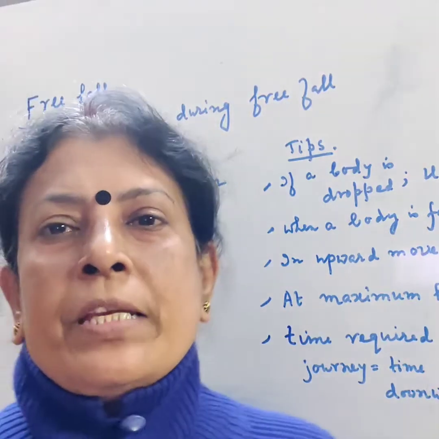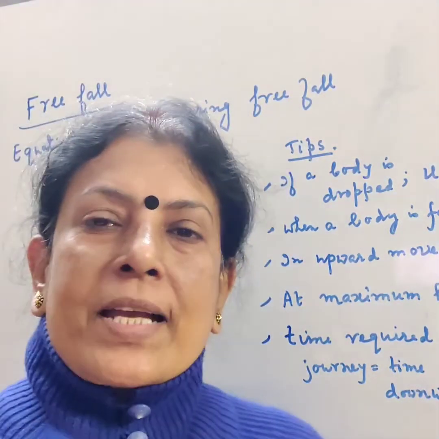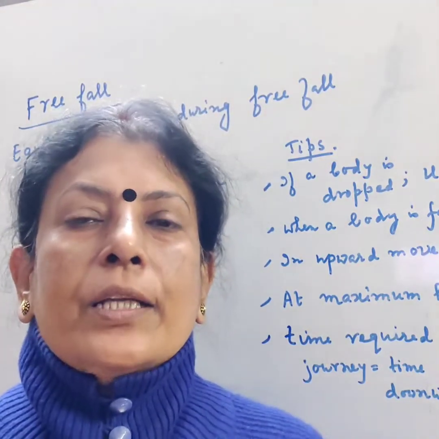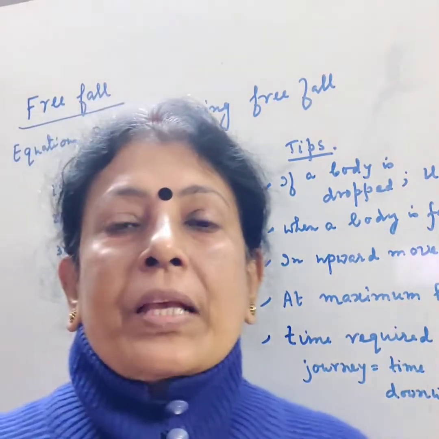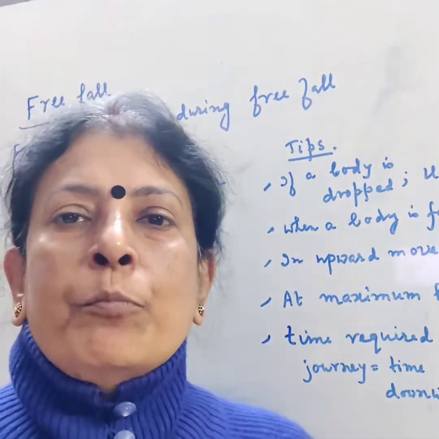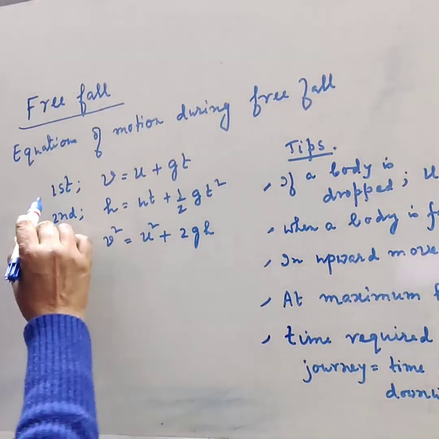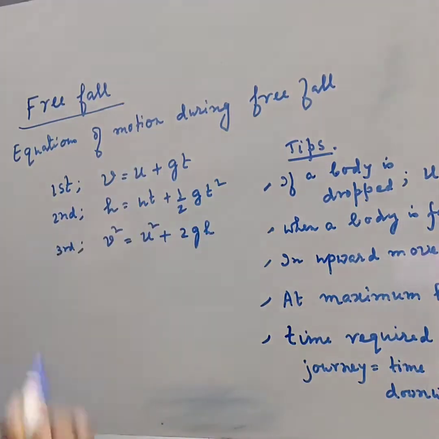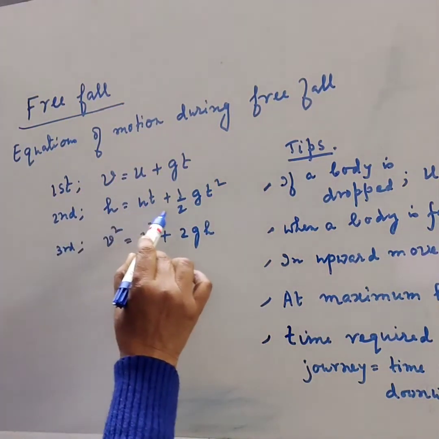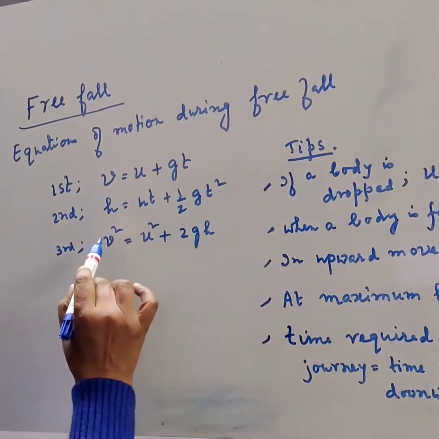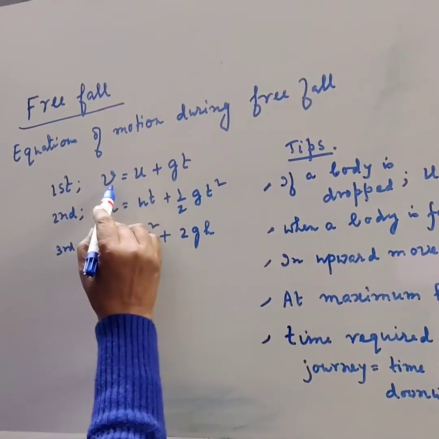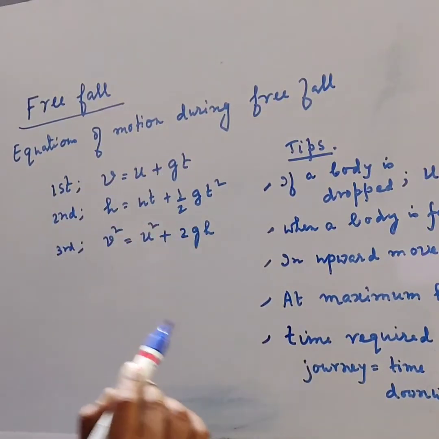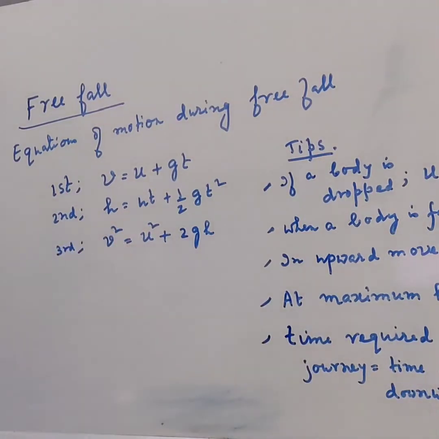Okay, what is meant by free fall? When objects are falling towards Earth's center due to its gravitational pull, then we can say objects are in free fall. During free fall, the three equations of motion slightly change. First equation of motion, V is equal to U plus gT. Second becomes h is equal to uT plus half gT square. And third, we write V square is equal to U square plus 2gh, where U is initial velocity, V is final velocity, g is acceleration due to gravity, h is height from Earth's surface, and T is the time taken.